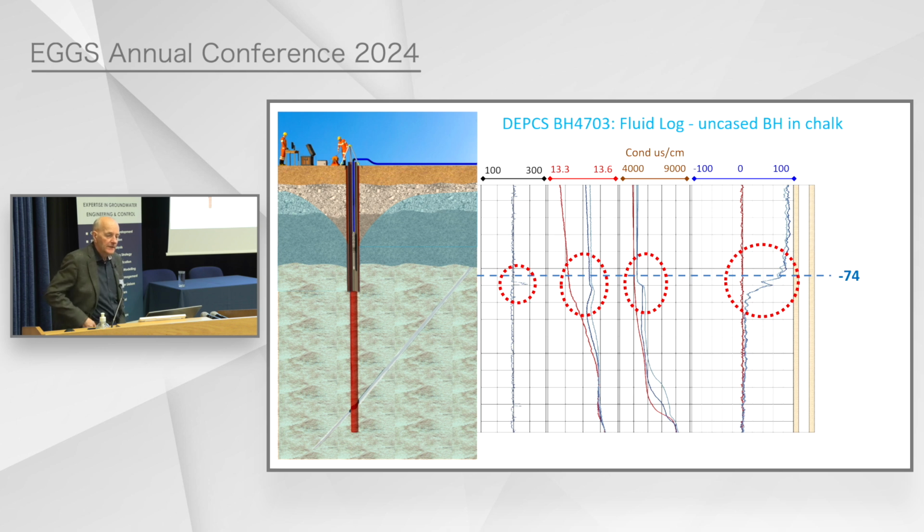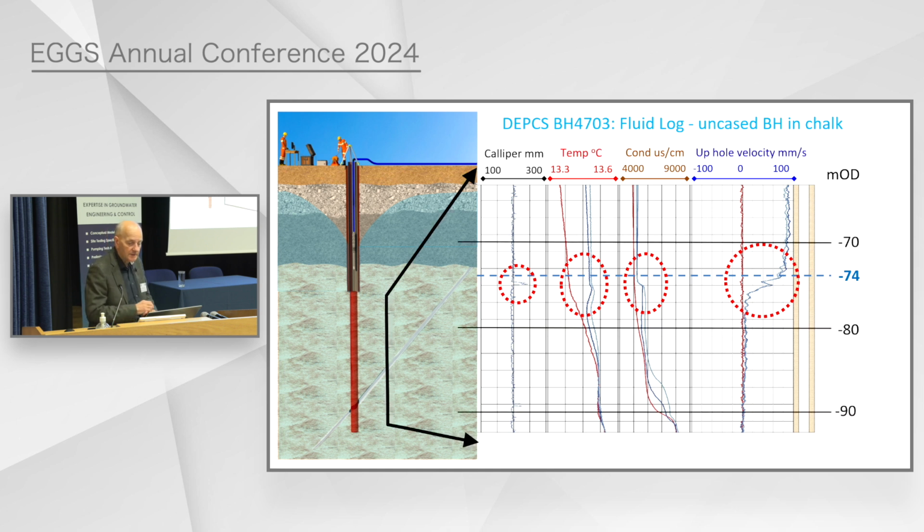And another way you can investigate that is through geophysics, specifically fluid logs. I think this is actually the same one that Ian showed earlier from Deptford Church Street. So it's an uncased borehole in chalk, but you can do this in any fissured rock. It's got a caliper log, which shows a fissure just below 74.